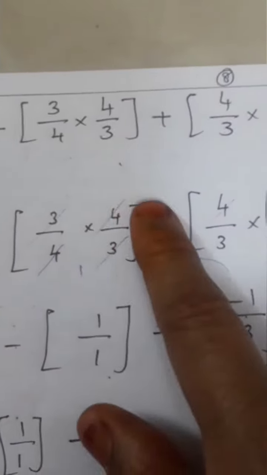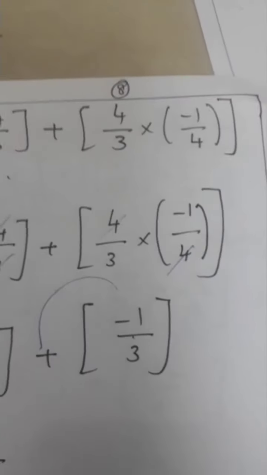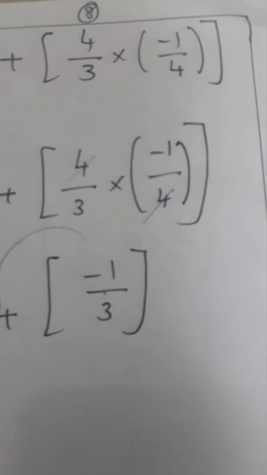First, here 4 and 4 cancel, 3 and 3 cancel. What is the answer? 1 by 1. Easy work, first work. In the second one also 4 and 4 cancel. What is remaining? 1. Minus 1 is the numerator, down is 3. So minus 1 by 3.